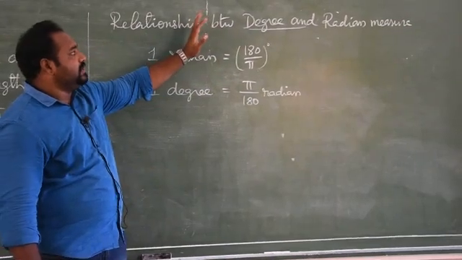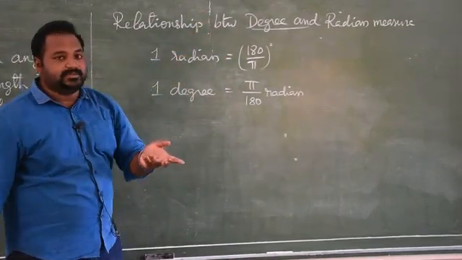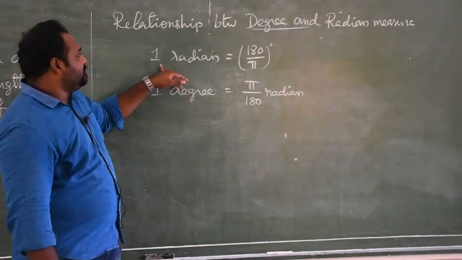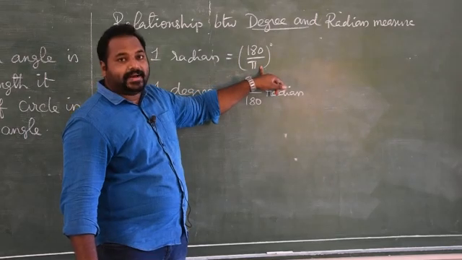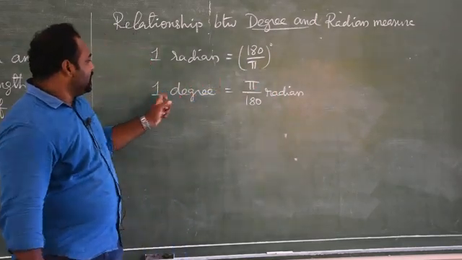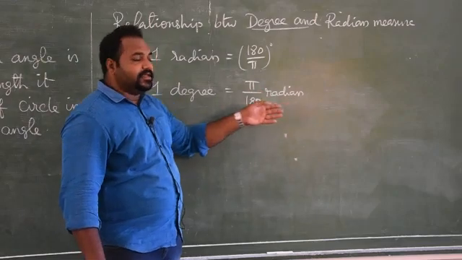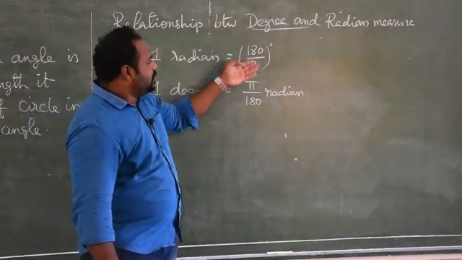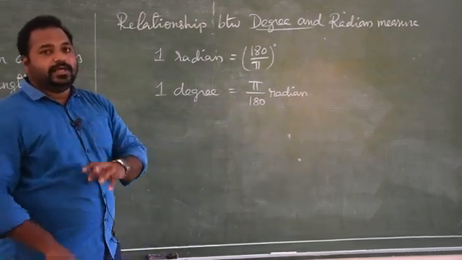If you want to convert degree measurement into radian measurement, this is the procedure. 1 radian equals 180 by pi degree, as well as 1 degree equals pi by 180 radian. Using these two measurements, we can convert radian to degree and degree into radian.